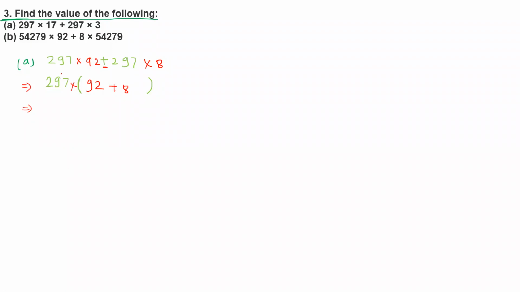297 is common, so I have written it outside the bracket, then multiply, then all the non-common numbers I will write inside the bracket. So now I am going to write 297 multiply by 92 plus 8. 92 plus 8 is 100. Now multiply 297 into 100.